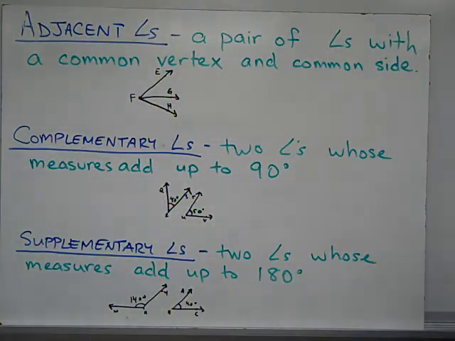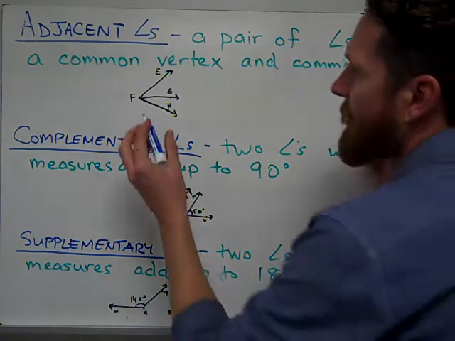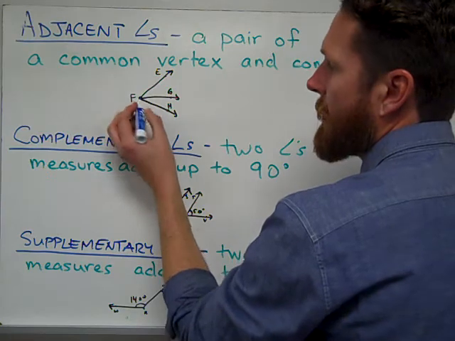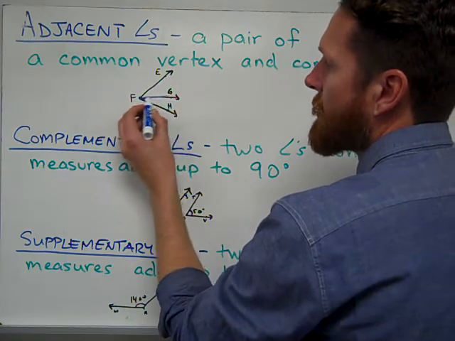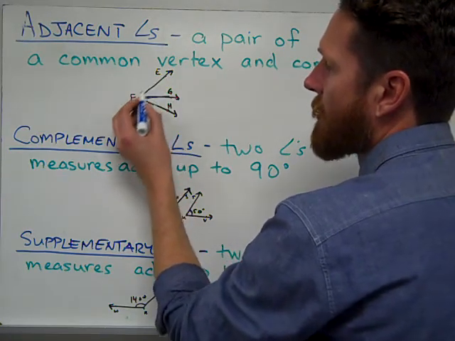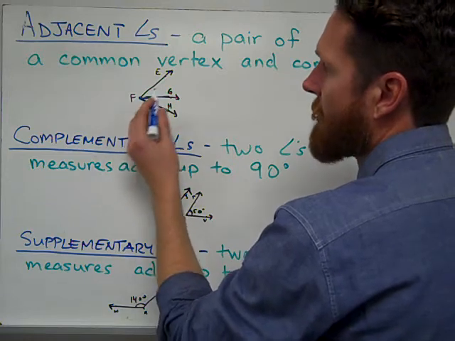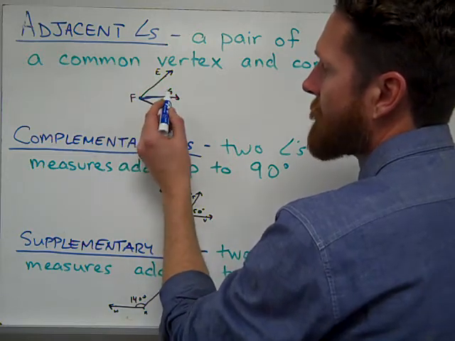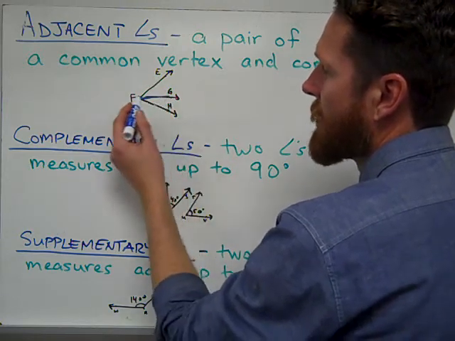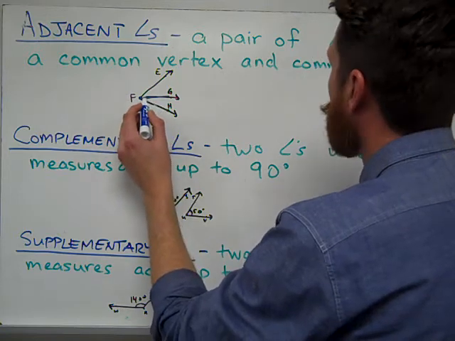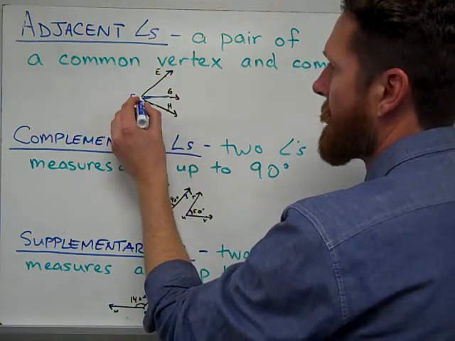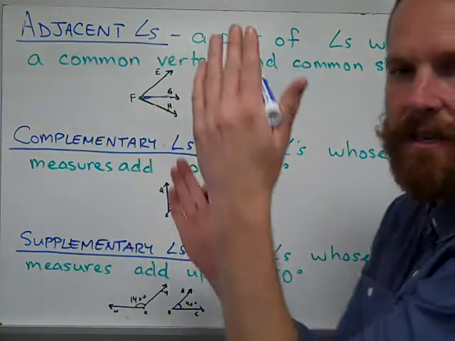Adjacent angles. A pair of angles with a common vertex and common side. So what we have here is a common vertex, and then this one right here is the side that they have in common, because you have this angle, and then you have this angle. So you have angle EFG, and you have angle GFH. Here is the common side, common vertex. Those are adjacent.